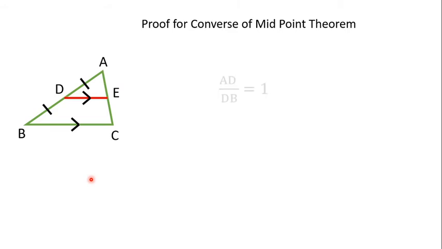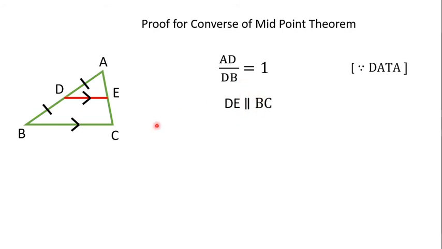Okay, shall we start, friends? Okay, what is the first point? AD by DB is equal to 1 because AD and DB are equal since D is the midpoint of AB on account of construction. What else is given? DE is parallel to BC. That is also given in data only. So this is the midpoint and this is a line parallel to BC. Therefore, can we say that AD by DB is equal to AE by EC is equal to 1?